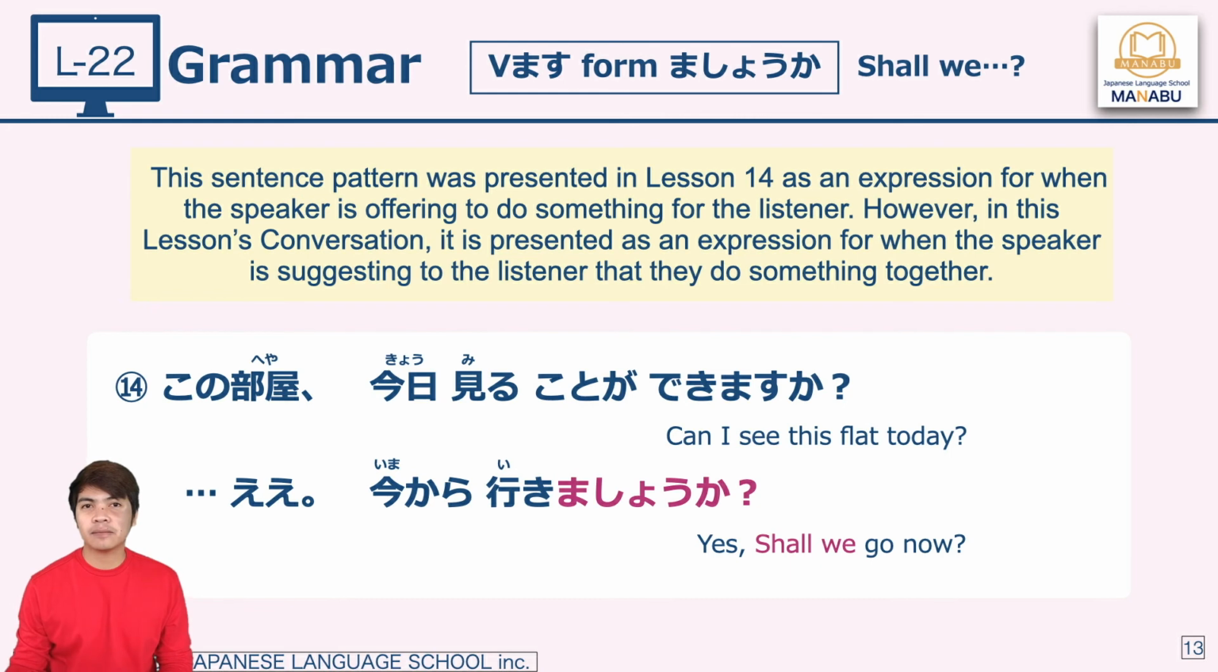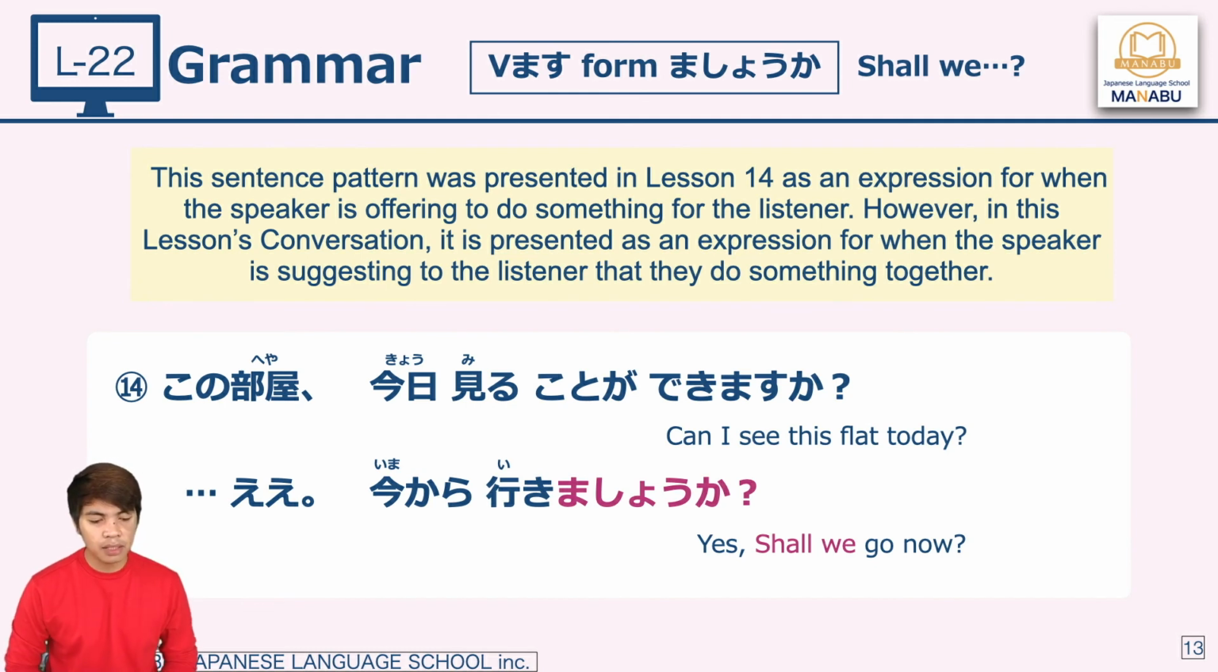For example, shall I do this for you? Or shall I give this to you? And in this lesson, giving a suggestion to the listener. How about we do this? How about we do that? Or how about I do this?